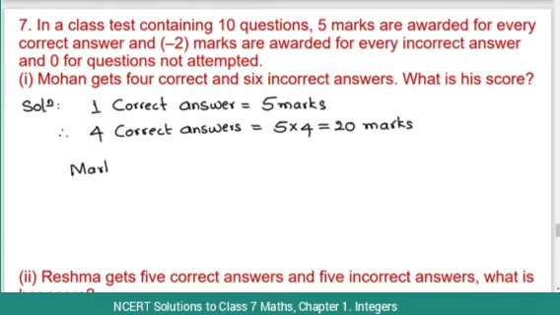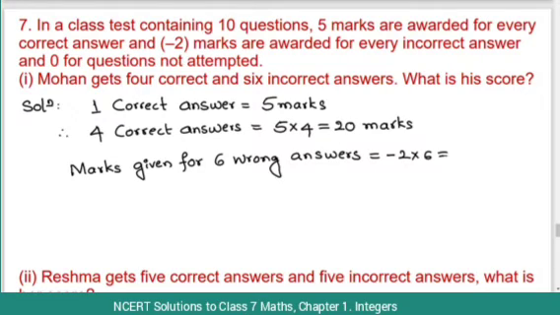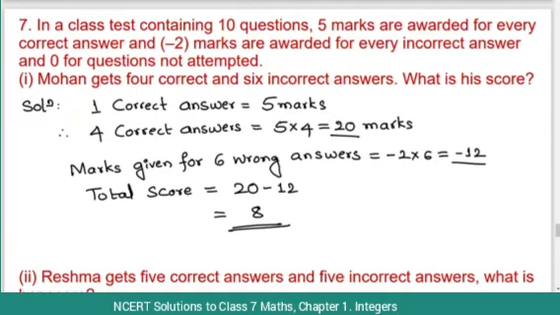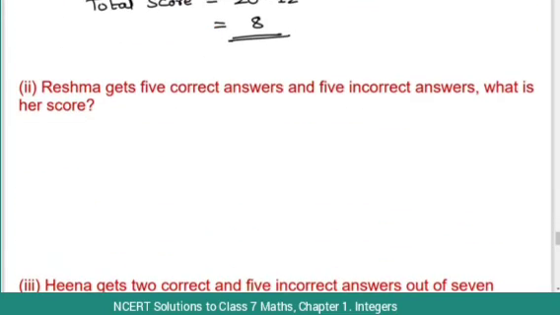And for the wrong answers minus 2 marks. Then marks given for 6 wrong answers. Mohan has 6 incorrect answers. Therefore marks given for 6 wrong answers is equal to minus 2 into 6, that is minus 12. Then his total score will be 20 minus 12. 20 minus 12 is 8. So Mohan's score is 8 marks.